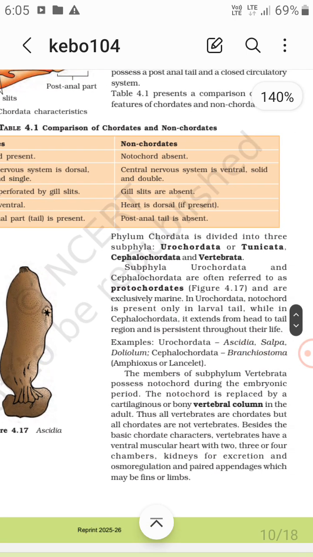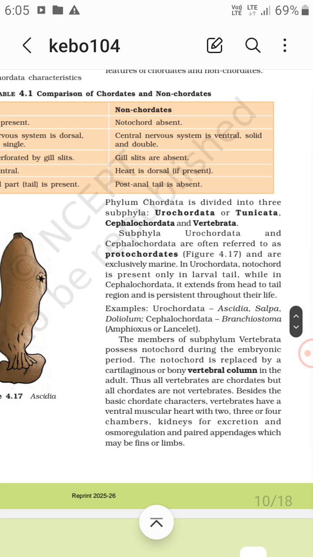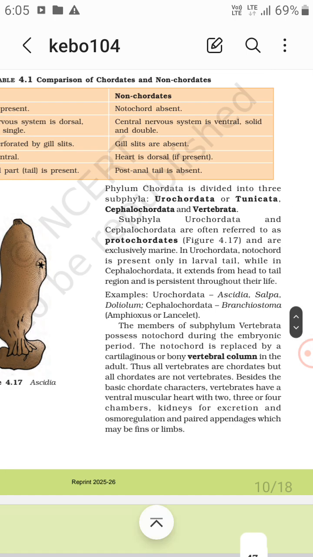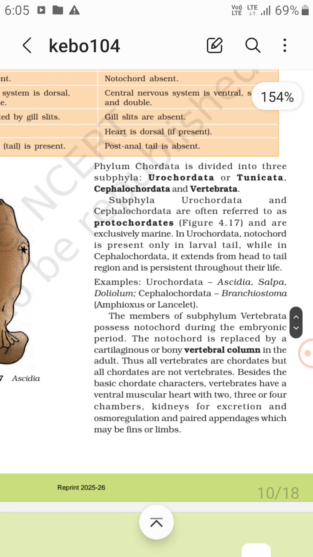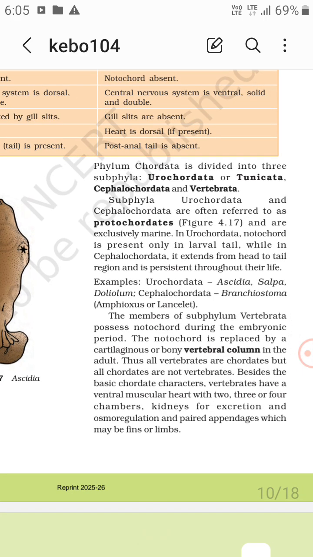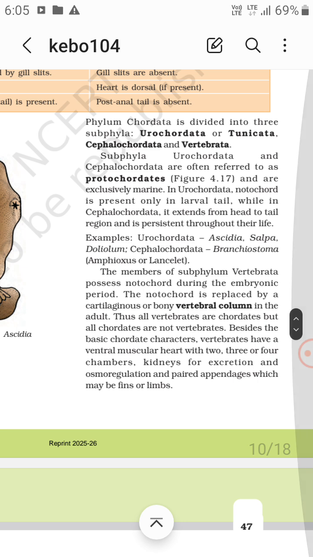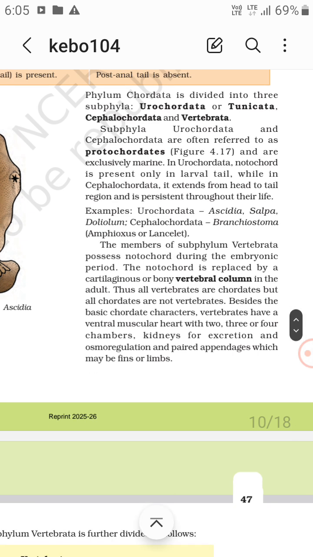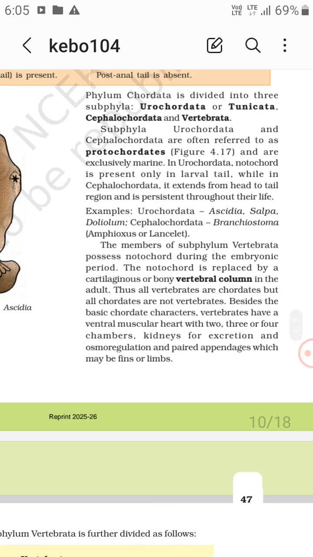Now phylum Chordata is divided into three subphyla, that is Urochordata or Tunicata, Cephalochordata, and Vertebrata. Subphylum Urochordata and Cephalochordata are often referred to as protochordates and are exclusively marine. In urochordates, notochord is present only in the larval tail, while in cephalochordates it extends from head to tail region and is persistent throughout life. Urochordata: Ascidia, Salpa, Doliolum. Cephalochordata: Branchiostoma, Amphioxus or lancelet.